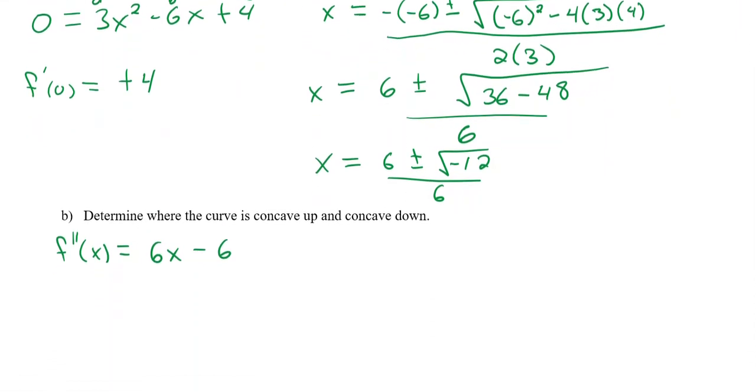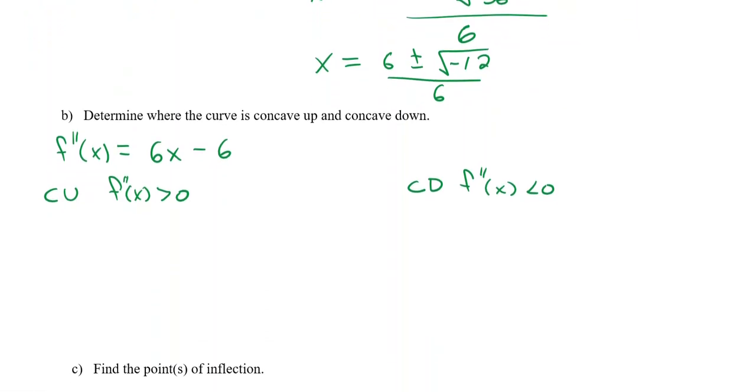Okay, well, it's going to be concave up when f double prime of x is greater than 0. So just when the second derivative of f of x is positive, it's going to be concave up. And I'll write this over here too. It's going to be concave down when f double prime of x is less than 0. So let's just figure out where that's the case.